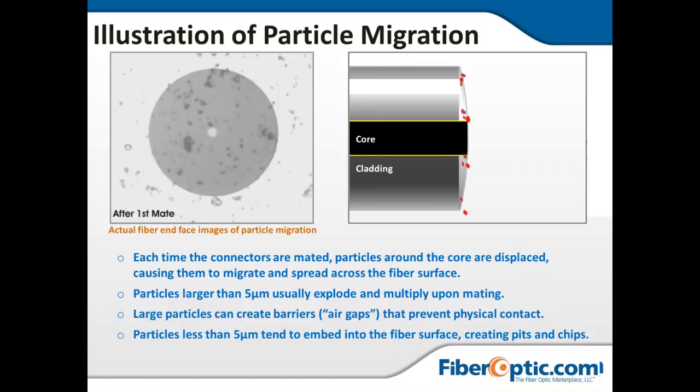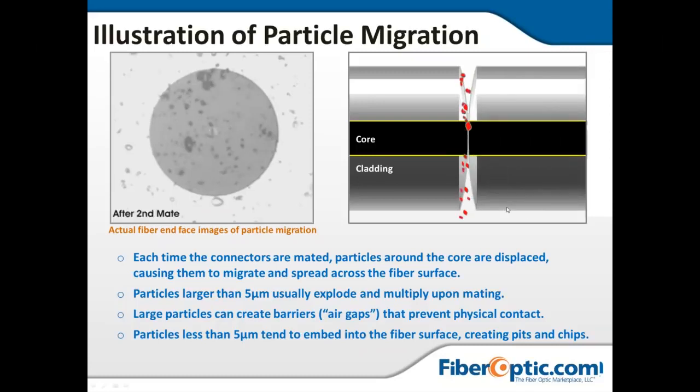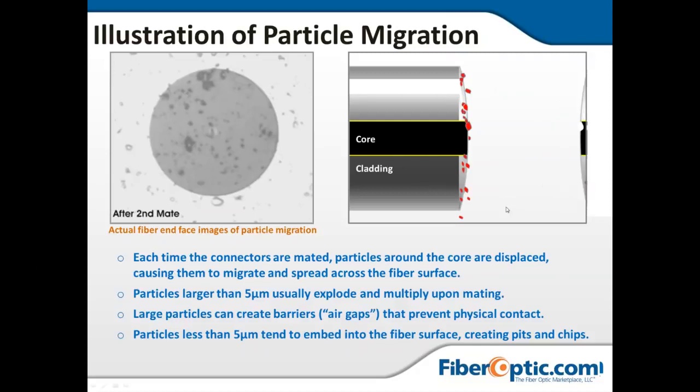So this is showing the first one. We make a connection, we smash against that, we take big particles after the first mate and break them up, shatter them, spread them further across the ferrule, and get them to rest on the connector end face. But we got our measurement. It wasn't great. We're looking at it. We forgot to clean again, so we mate up again, and then the second time, boom, smash it again.